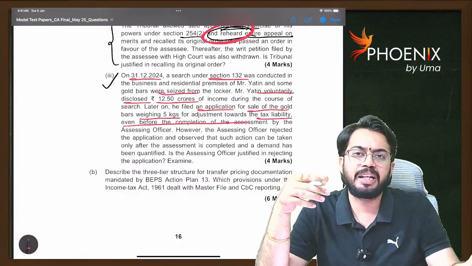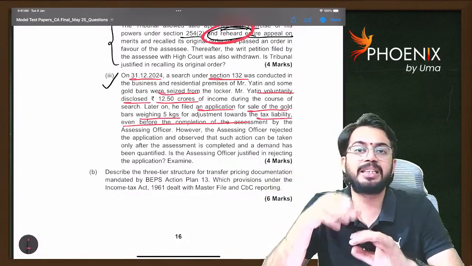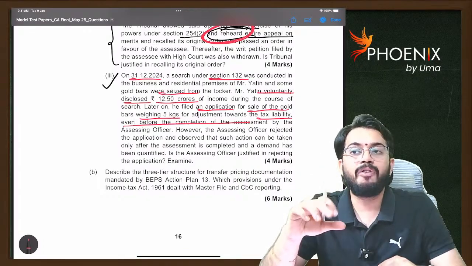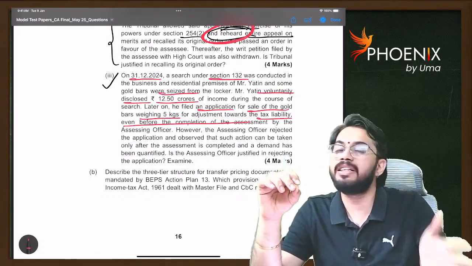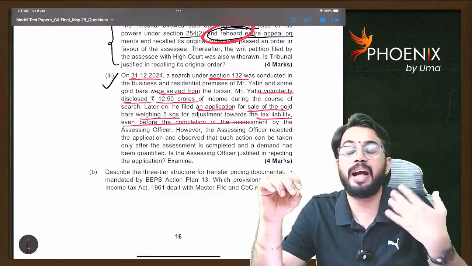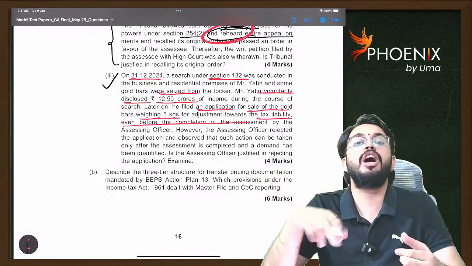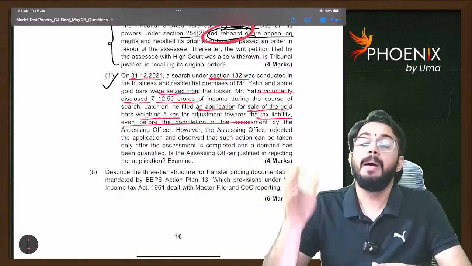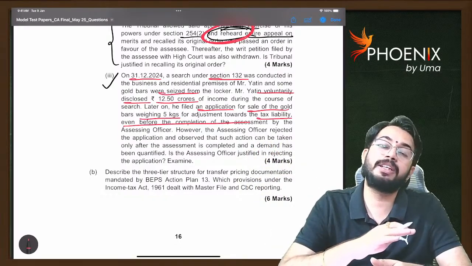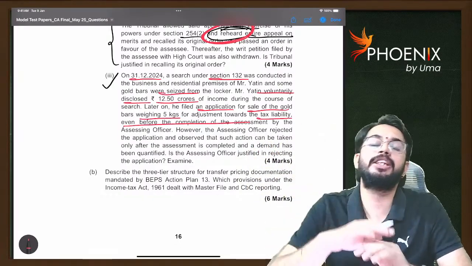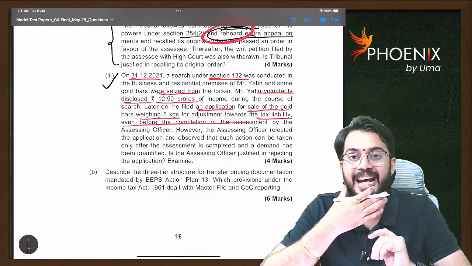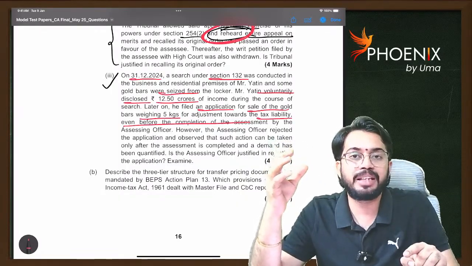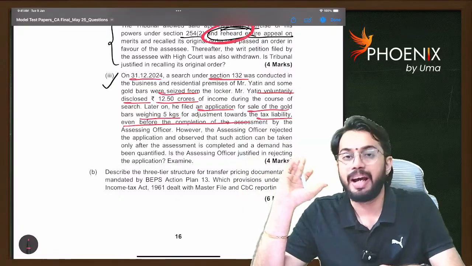See, in the search concept, I have already explained to you during the revision of assessment procedures. Whenever a search is conducted, the department will seize the assets and assess whatever assets are disclosed. SSE can get back those assets only after completion of assessment. Here the assessment is not completed. Before completion of assessment, SSE made an application to the assessing officer. Is it correct? It is not correct. SSE can make an application for disclosed assets only after completion of assessment.